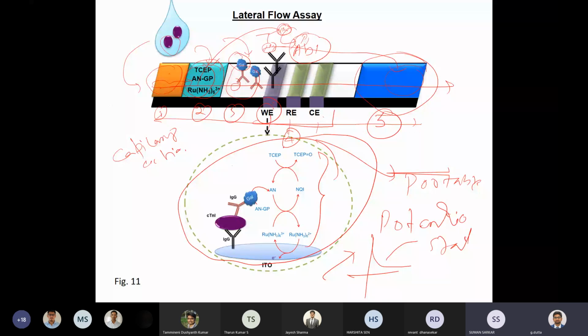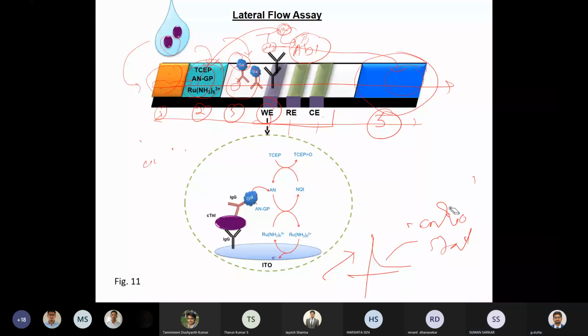Yes, sir. Sir, how do we use this part for lateral flow assay for detecting a virus or anything?